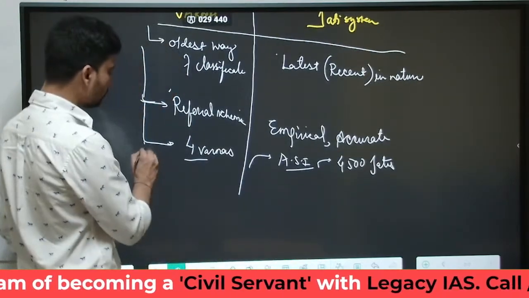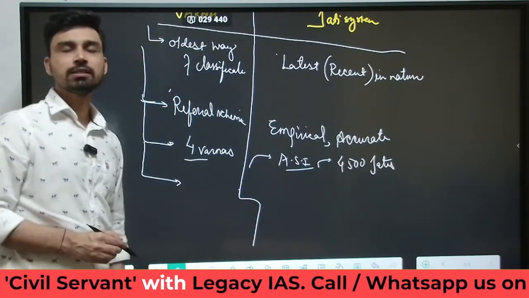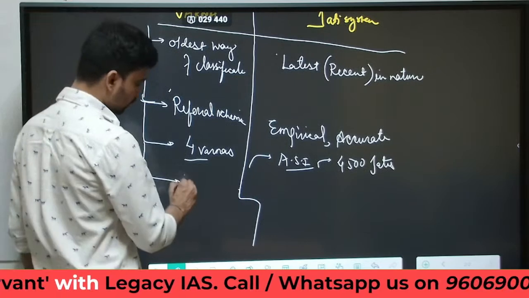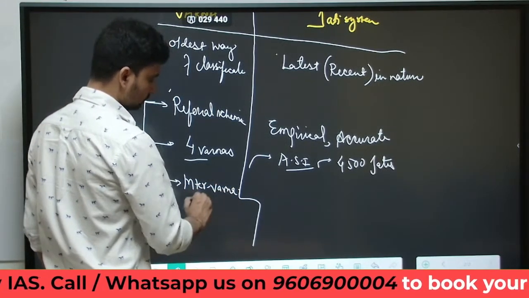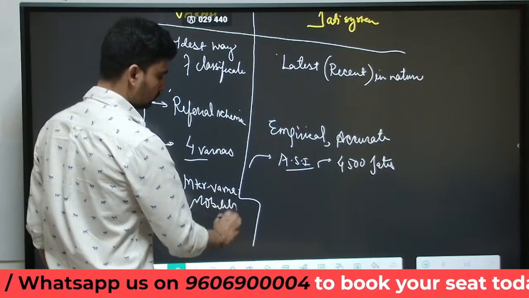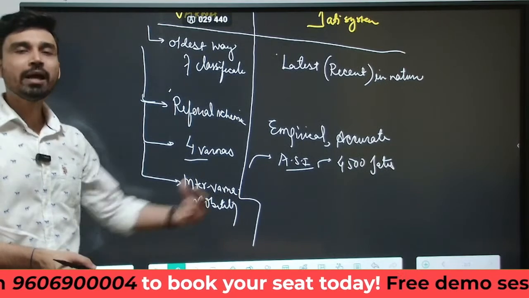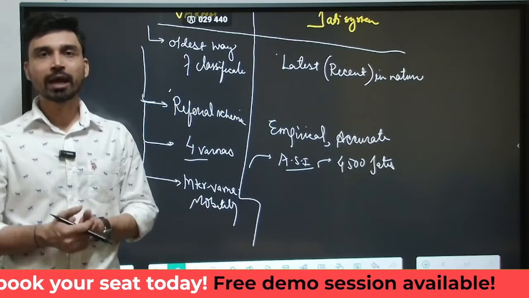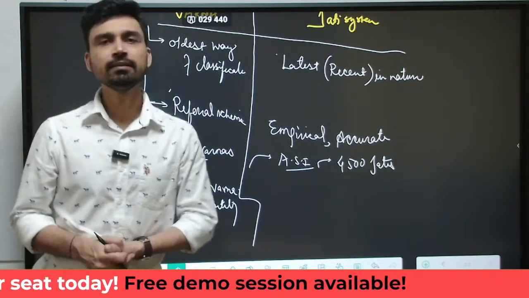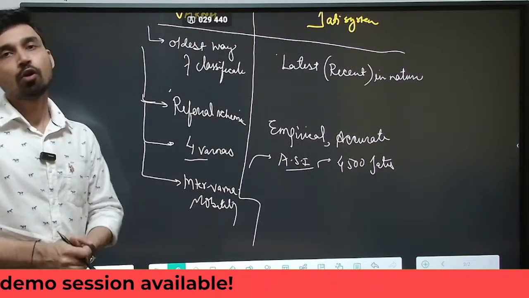Then the most important difference that you will see between the Varna system and the jati system is that as per the Varna system, inter-Varna mobility was possible. What does it mean? It means that no matter which Varna you belong to, you can change your Varna by your actions. And we have a lot of examples in the ancient stories, mythological stories, as well as the epics of India.